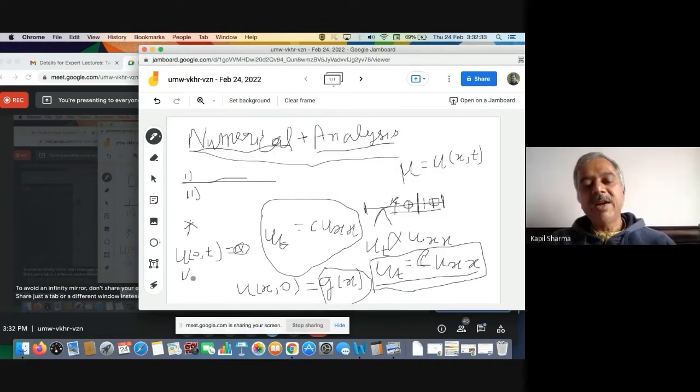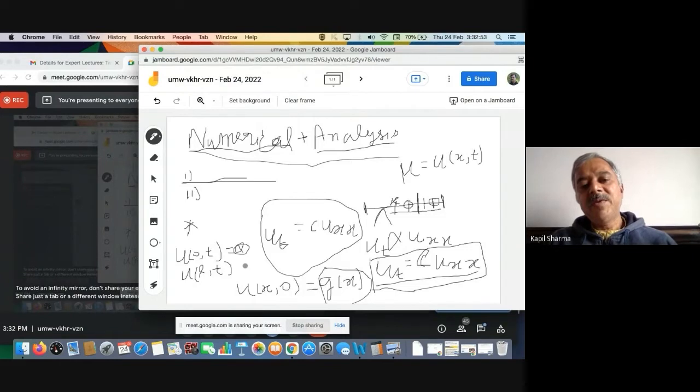that is the boundary condition. In that way we will specify the boundary conditions, for all time t.